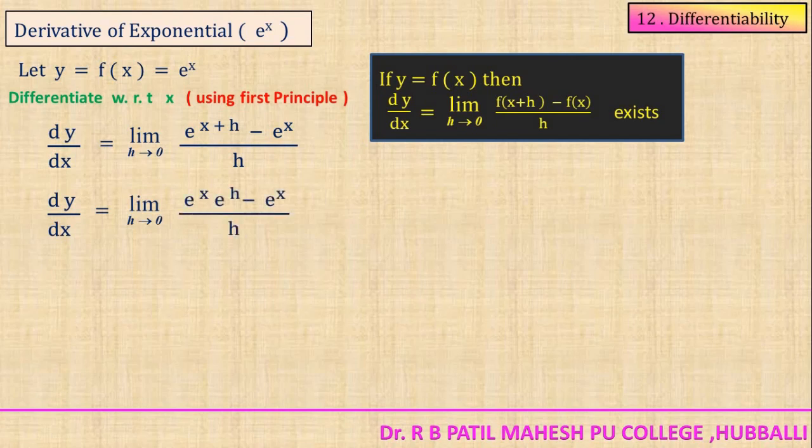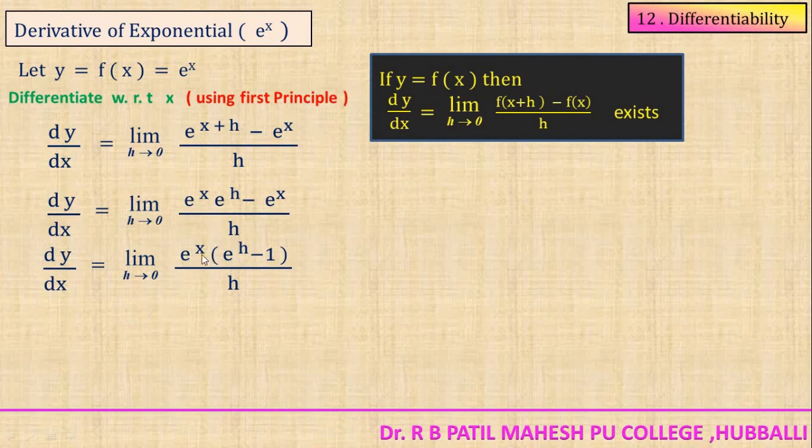e raised to x plus h is written as e raised to x into e raised to h using laws of indices, minus e raised to x, divided by h. Okay, the power is split here. Plus is there, so e raised to x and e raised to h. And you can see that e raised to x is common in the numerator. So take it outside and it becomes e raised to h minus 1 divided by h. Now this is free from the h term, because as h is tending to 0 we have to consider here only the h terms of the function.